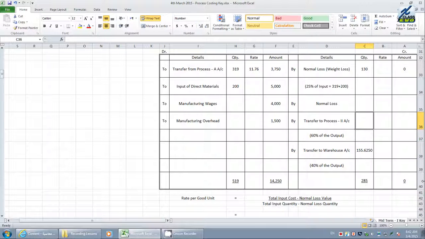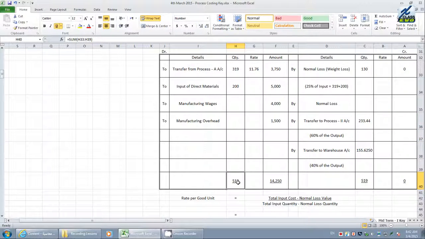Yes, this is the value. The same syntax. How much quantum do you want to transfer to process 3? That is nothing but you have to open the braces, the formula: this one input, or else I can take directly input value minus normal loss value into 60%. 60% is being transferred to the next process. This is to be considered the same way.